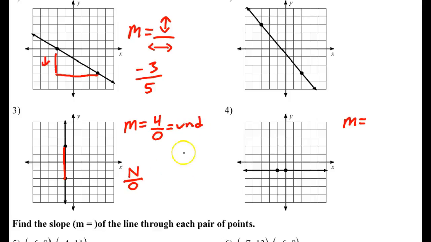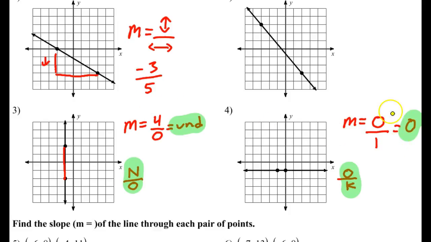No slope, undefined. Whereas here, if you did the rise and the run, it would be a rise of 0 because it doesn't go up, with a run of 1, and it's okay to have a 0 on top. That just means the answer is 0. So you want to remember which is undefined and which is 0. 0 on top is 0, 0 on the bottom, undefined.